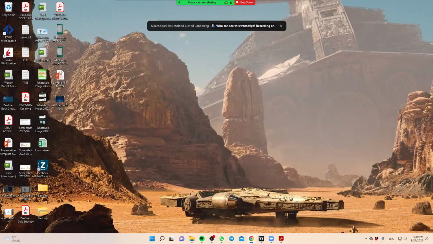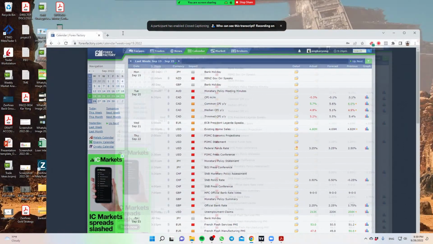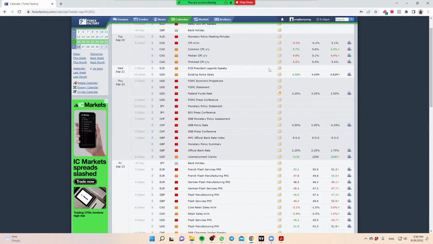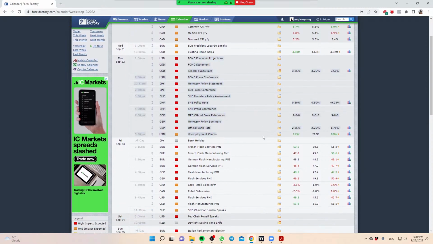So let's get started straight up with the events calendar over here. Let's take a look at what happened last week. As of last week, you can see pretty interesting in terms of Thursday. We have a lot of central bank decisions. The highlight over here, one of it is definitely the FOMC, the Fed's funds rate.